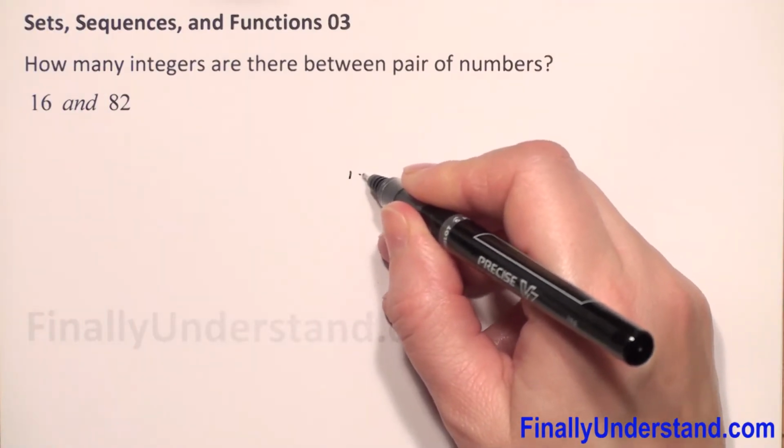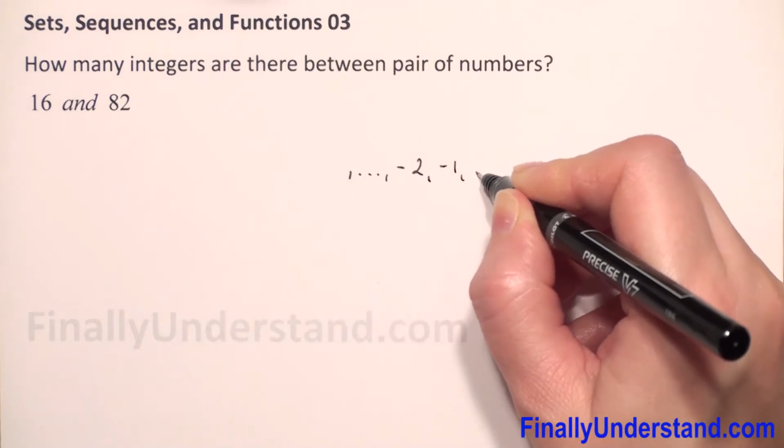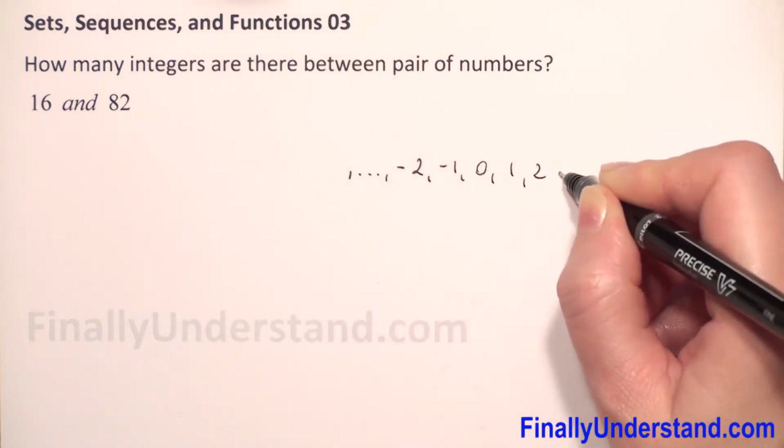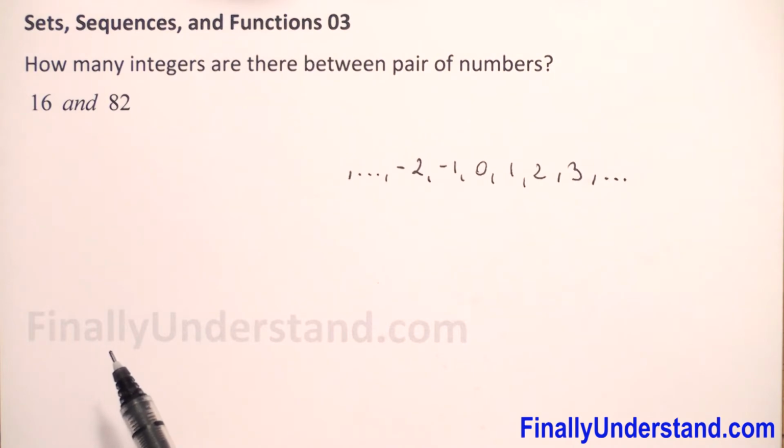We know that an integer is one of the numbers in the list. Let me put this: we have numbers from negative infinity, negative 2, negative 1, 0, 1, 2, 3. So to find out how many integers we have between 16 and 82, we can list them all and then count, but that would be too long a way.